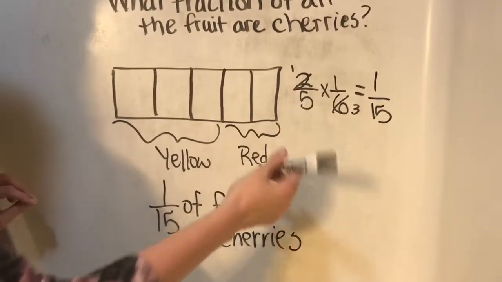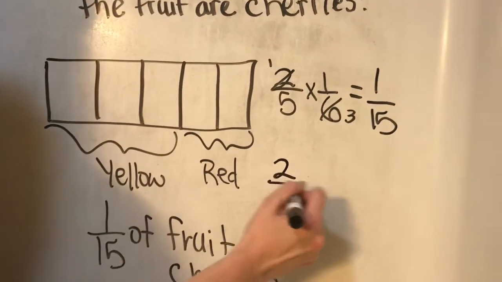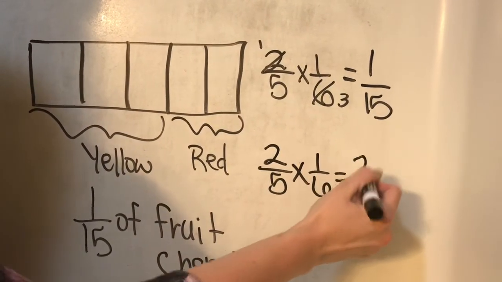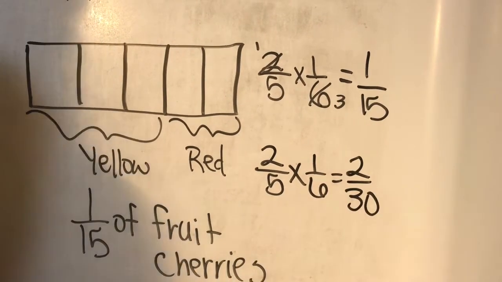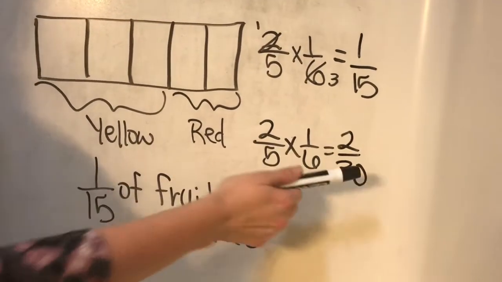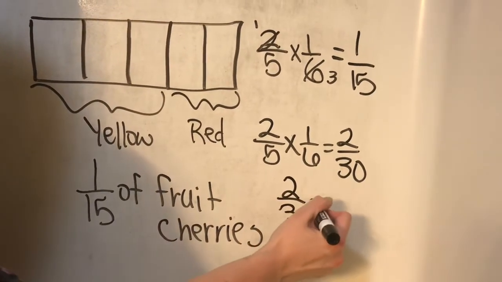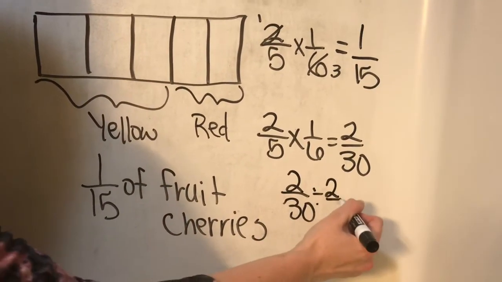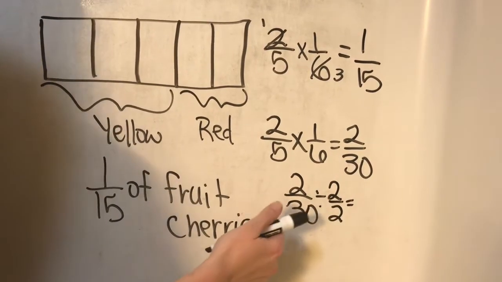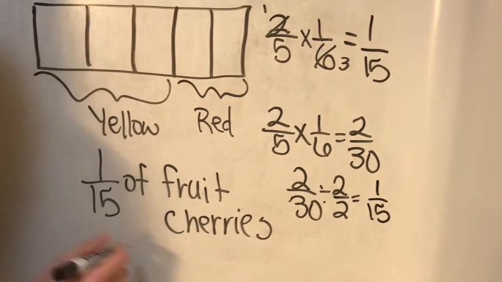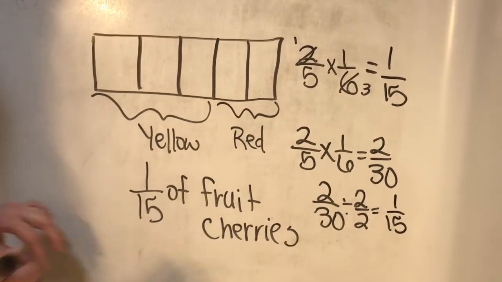Now, if you didn't simplify it first, we could have also just gone ahead and multiplied 2/5 times 1/6, and that gives me 2/30. And then I can also see that 2 and 30 have a common factor of 2. So I can divide them both by 2/2. That keeps it equivalent. And that gives me 1/15. So 1/15 of all the fruit are cherries.